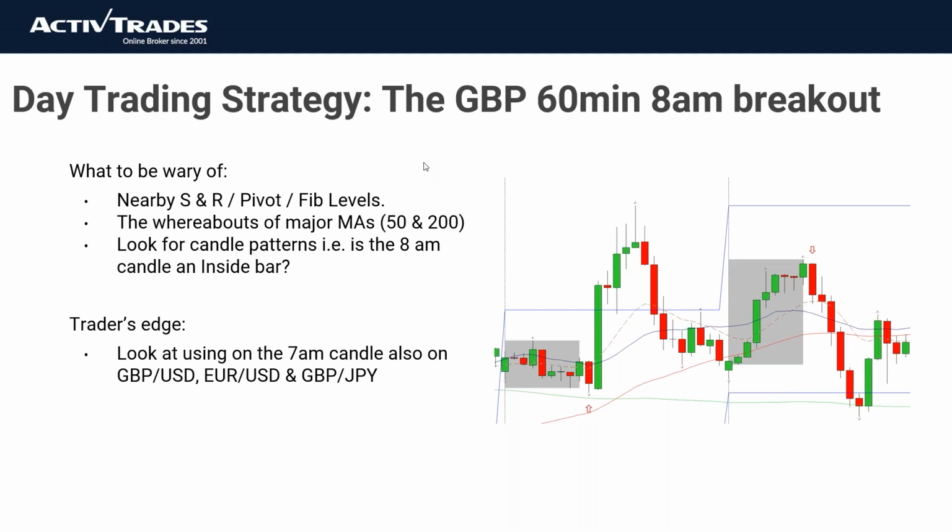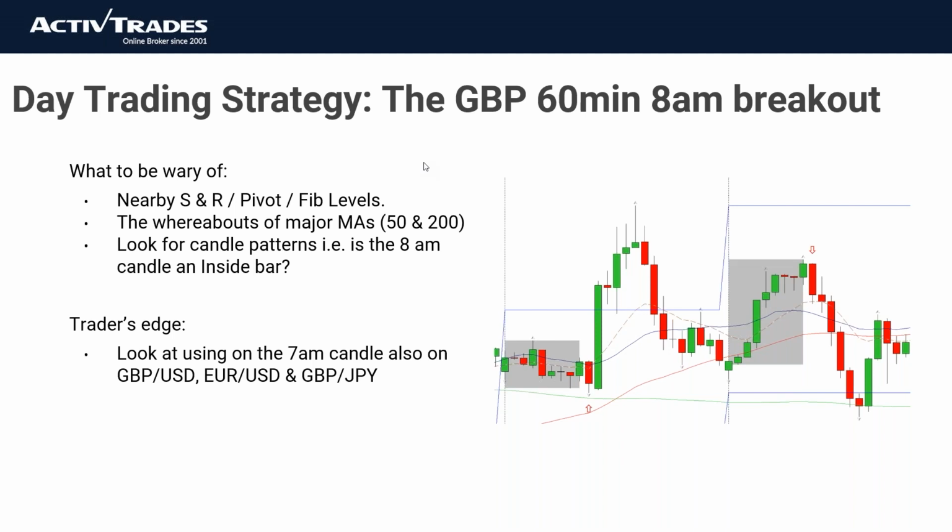What to be wary of is if you are in front of significant support and resistance levels, or pivot levels, or fib levels. You would also want to understand the whereabouts of the major moving averages that I like to use in my charts. I have a red 50 and a green 200. Why is that? Because I don't want to break out into those. I think of those moving averages as dynamic levels of support and resistance, so I don't want to break into them.